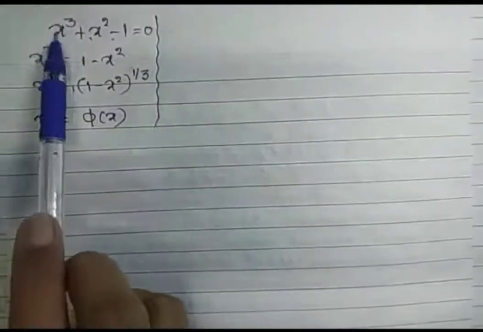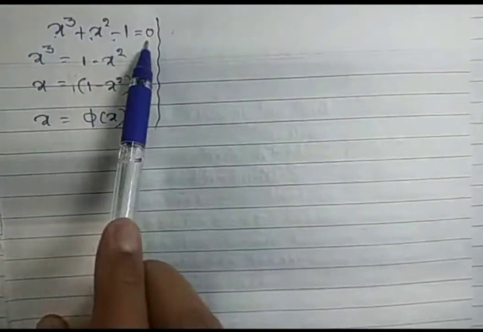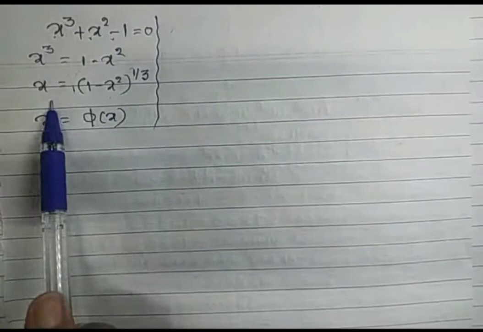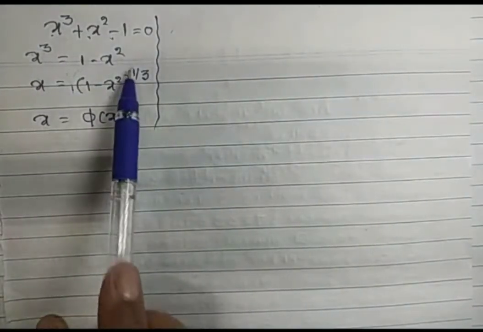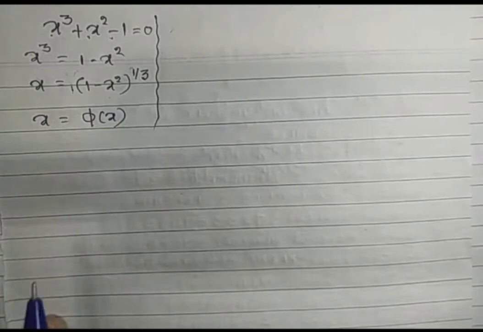X cube plus x square minus 1 is equal to 0. In terms of x we have converted it: x is equal to 1 minus x square raised to 1 by 3. This is the first method.